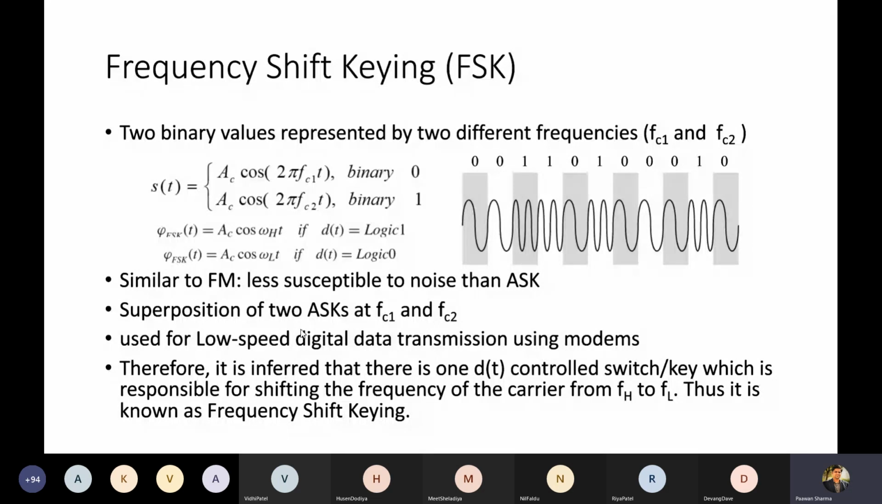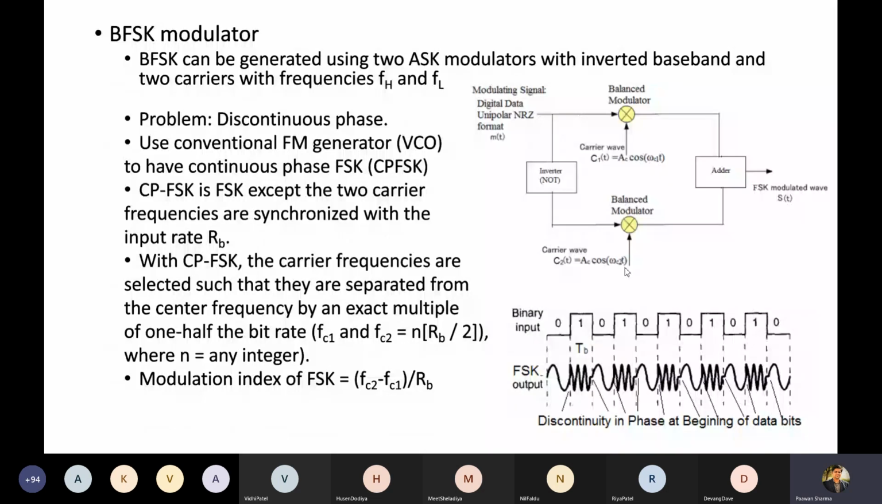This was the modulator which we saw. This is a balanced modulator. You are using a carrier wave here as A_c cos 2 pi f_c1 t. Here the other part is A_c cos 2 pi f_c2 t. The carrier frequency is taken separately. This is one ASK modulator, this is the other ASK, and you are adding them, which results in your FSK.